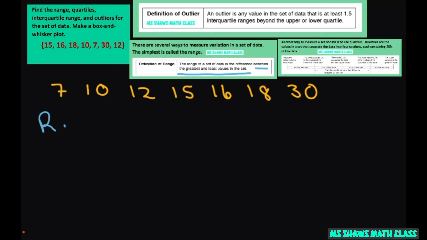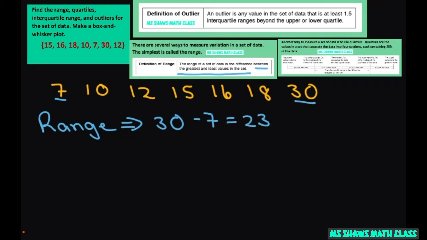We have 7, 10, 12, 15, 16, 18, and 30. So the range of the set of data is the difference between the greatest and the least values. So your range, this is your greatest and your least. To do the difference, you're going to do 30 minus 7, and you get 23.